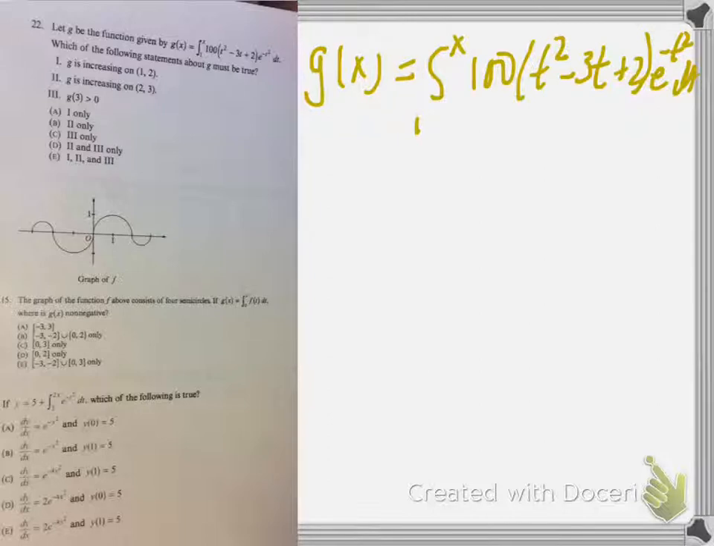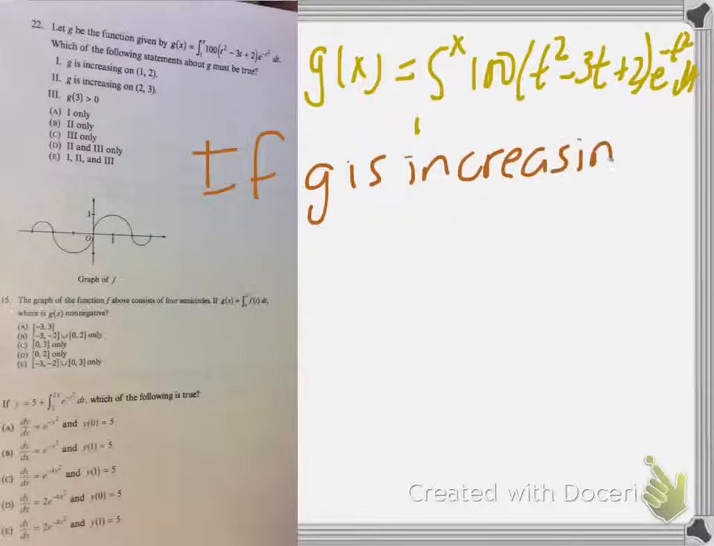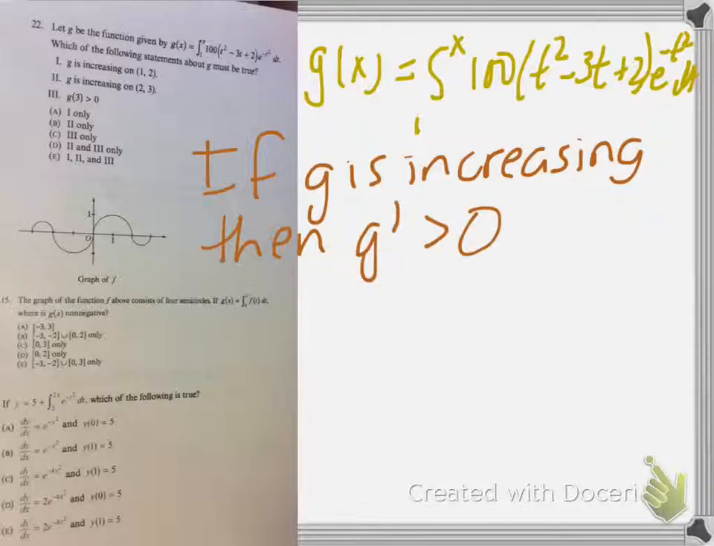So it's increasing in the interval between 1 and 2. Okay, so this is how you have to think about it. If g is increasing, then g prime is greater than 0. So remember those rules from curve sketching. So when is g prime greater than 0 is the question.